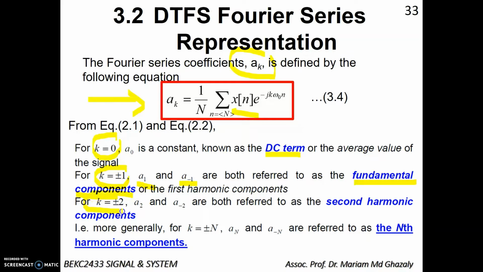And for k equal to plus minus 2, which is a_2 and a_{-2}, this is called the second harmonic. In general, when you have the k value of plus minus N, the coefficients are going to repeat every N values, so you will call this the Nth harmonic component.